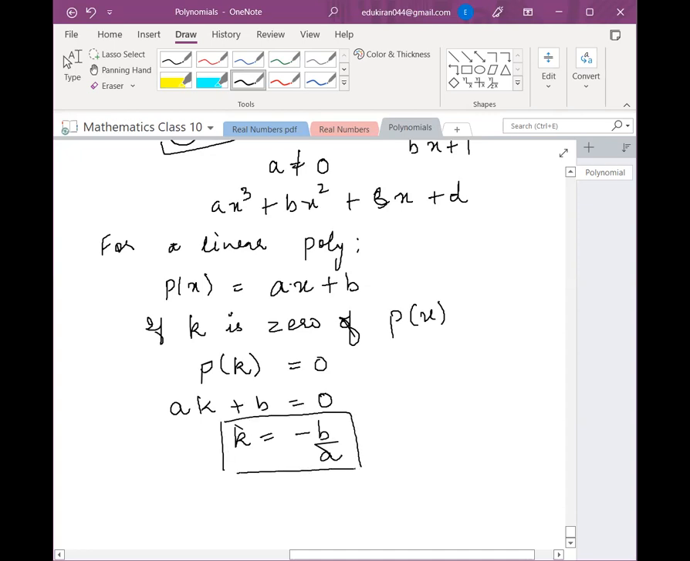So for a linear polynomial, you can directly, without solving it, just look at the coefficients and you can directly tell me what is the zero of the polynomial.